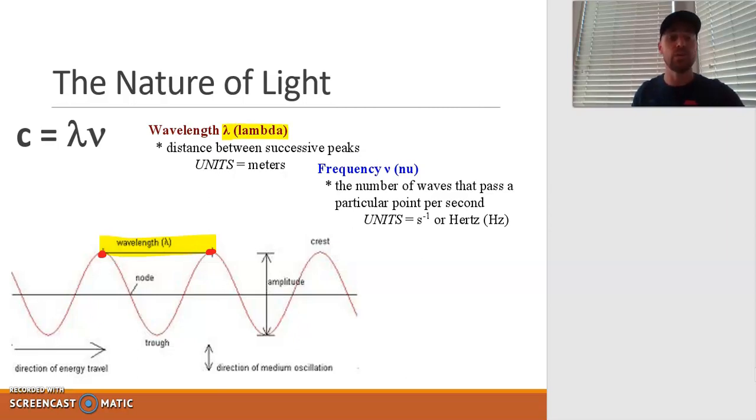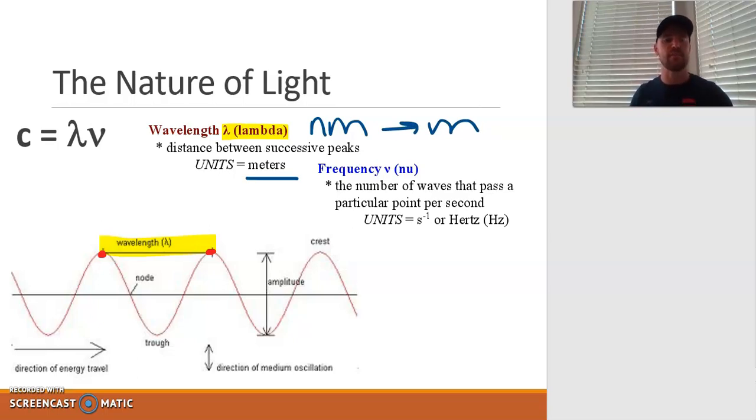Now the SI unit for length, even if it's a wavelength, is meters. So remember, all length, according to the SI units, are meters. You're going to notice that because we're dealing with really tiny waves, it's not uncommon to see wavelength represented in nanometers. And so we'll have to convert that to meters. We'll look at how to do that when we start looking at an example.